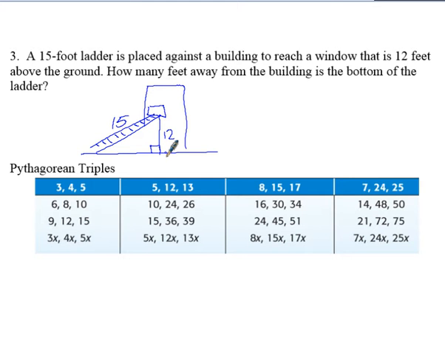And now we want to know how many feet away from the building is the bottom of the ladder. So we basically are finding this distance right here. So in this case, the hypotenuse is the ladder. And then the other two sides are my legs.